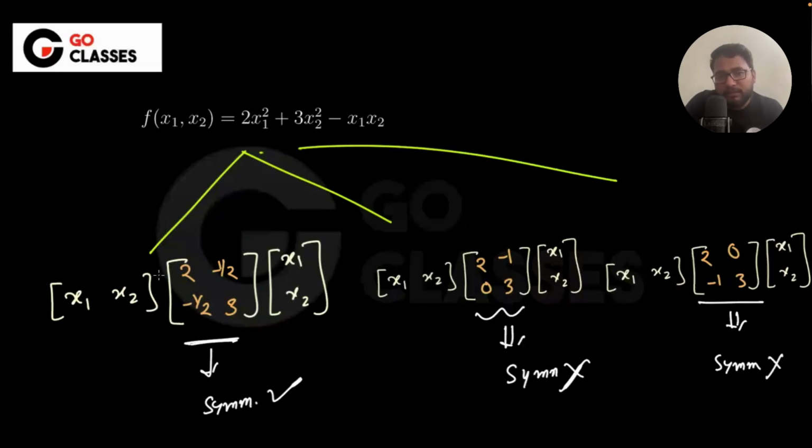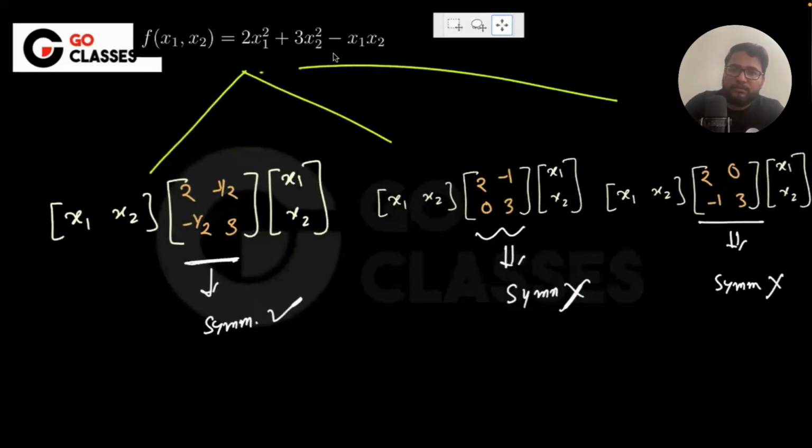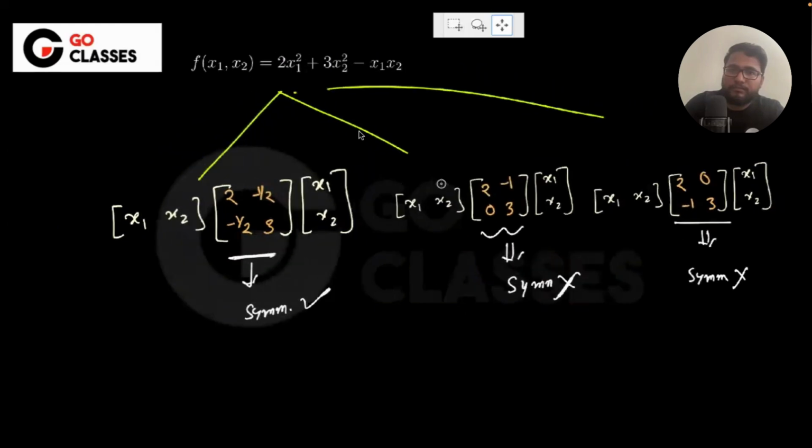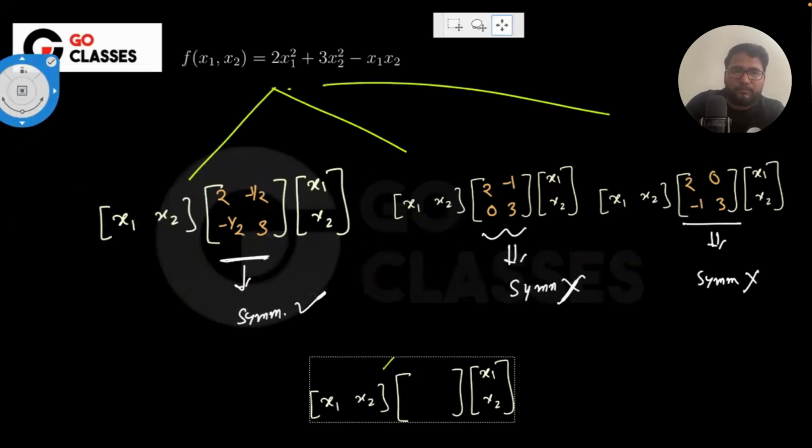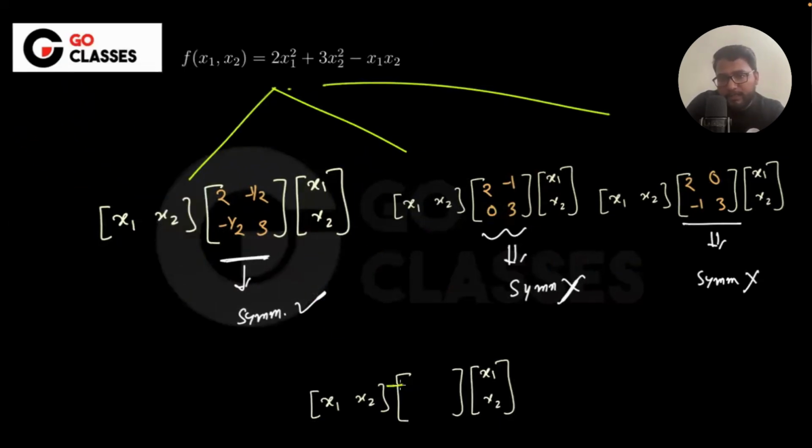See, you can consider x1, x1, x2, x2. So this is x1, x2 and x1, x2. Basically this is the coefficient of x1 into x1, so here you will definitely write 2. There is no choice here. You will write 2 here because x1 square has coefficient 2, right? Similarly, x2 square has coefficient 3. So here you don't have any choice.